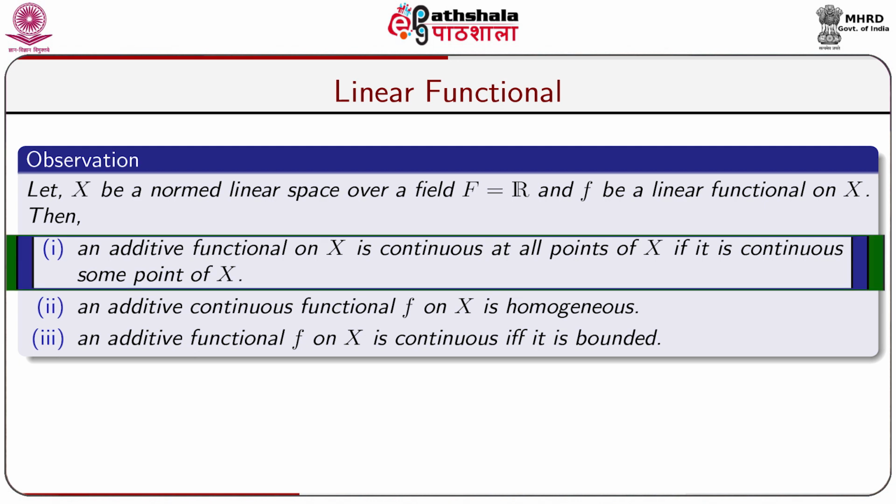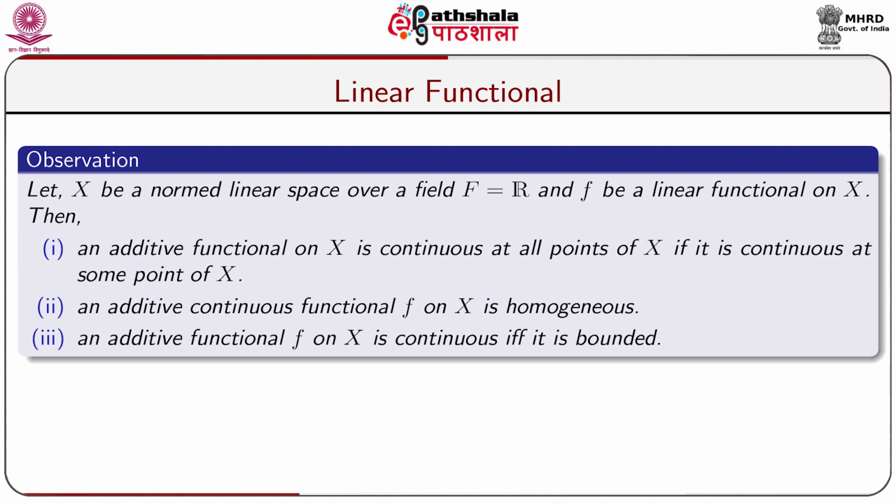So, an additive functional on X is continuous at all points of X if it is continuous at some point of X. Also, we can say that an additive functional on X is continuous at all points of X if it is continuous at the zero vector of X, because the zero vector, that is the null vector of X, is an element of capital X. An additive continuous functional f on X is homogeneous.